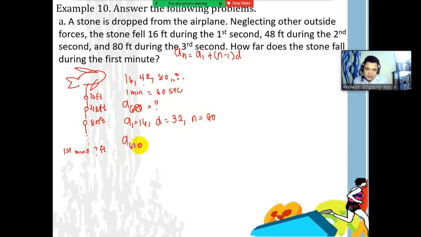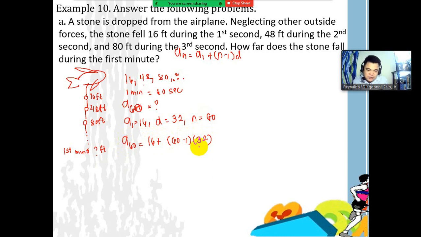Then substitute the values. A sub 60 is equal to 16 plus n, which is 60, minus 1 times the common difference, which is 32. To get the common difference, you have to subtract. Okay, so next is 16. Then 60 minus 1 is 59, times 32.